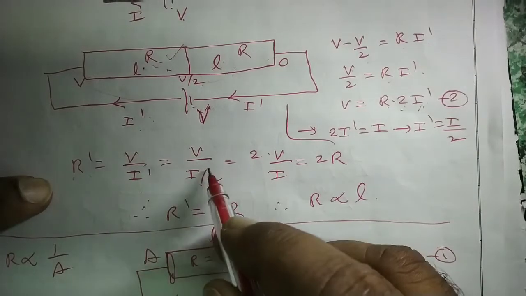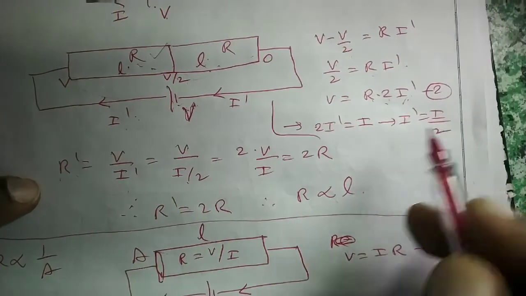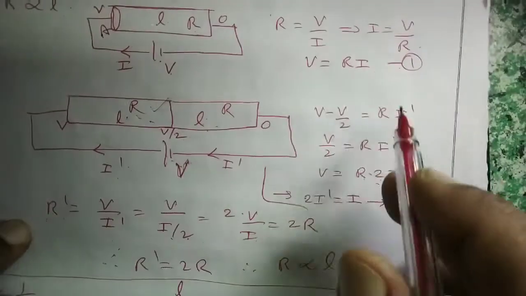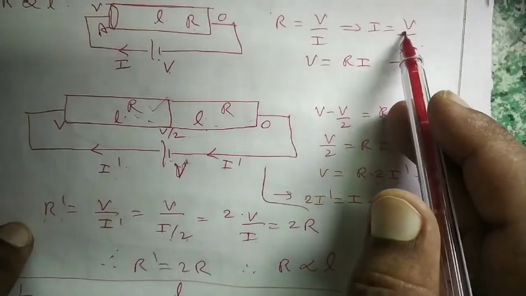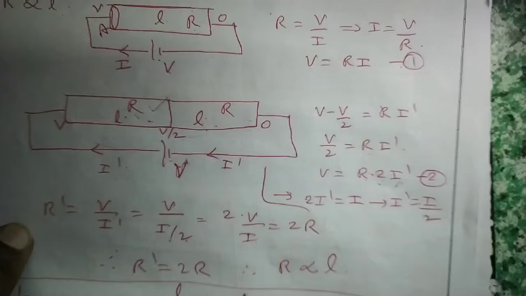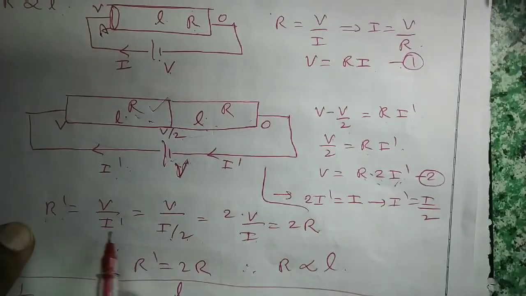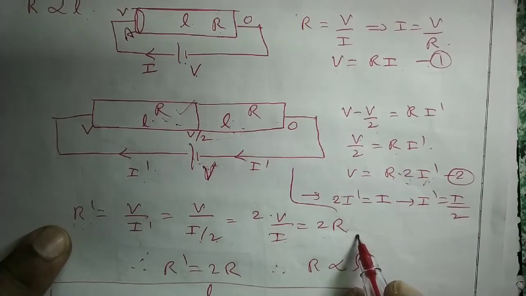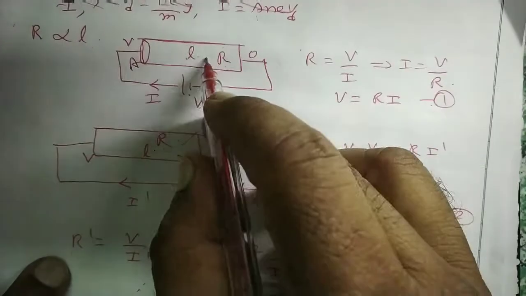Then V by I dash means what? We already got I dash as I by 2. So V by I by 2 will become 2 into V by I. But from equation 1, we got V by I is R. That is why V by I is replaced by R. So the resistance R dash of the combination has now become equal to 2R, where R was the resistance of each piece.